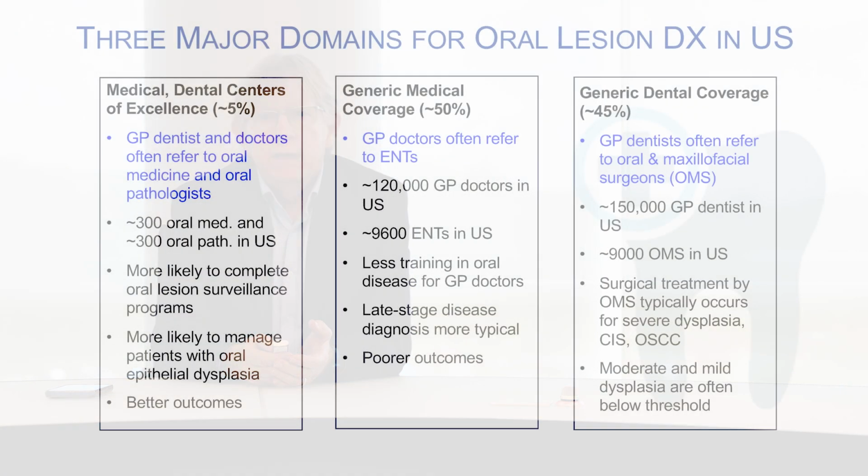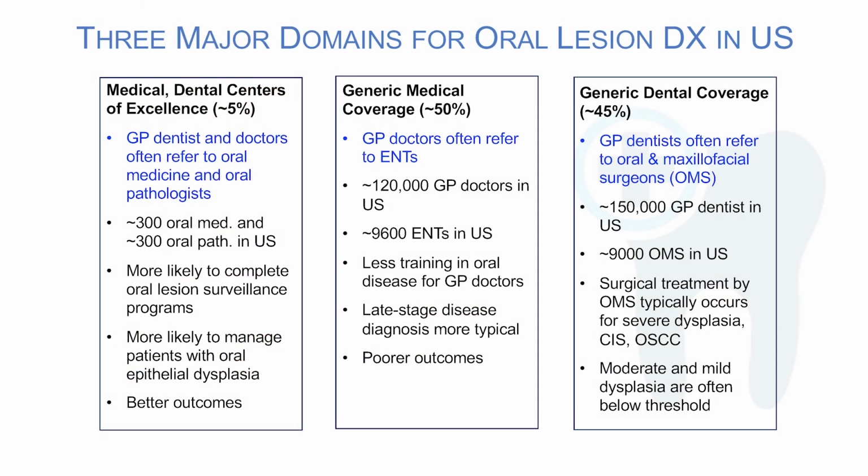Next, let's look at the diagnostic flow which is happening in the US today. In medical and dental centers, we have GP dentists and doctors often referring to oral medicine and oral pathologists. But in this environment, there are only about 300 oral med and 300 oral pathologists in the United States in total. This particular area, for those 5% of patients, leads to better outcomes, and the disease is caught earlier.